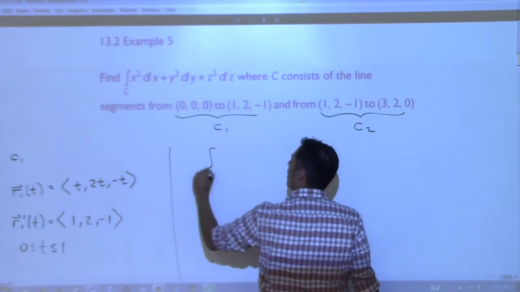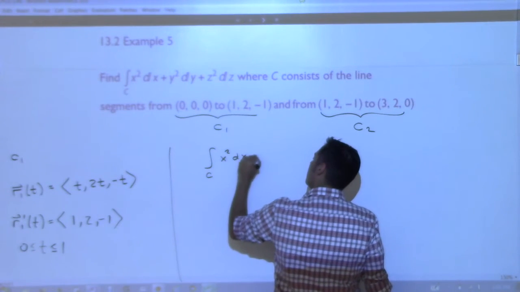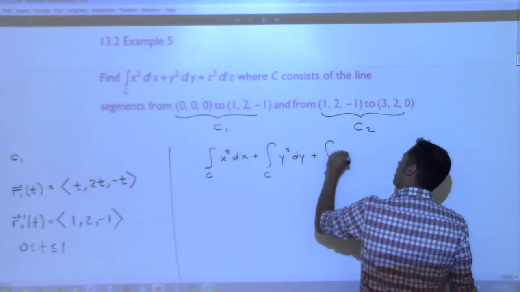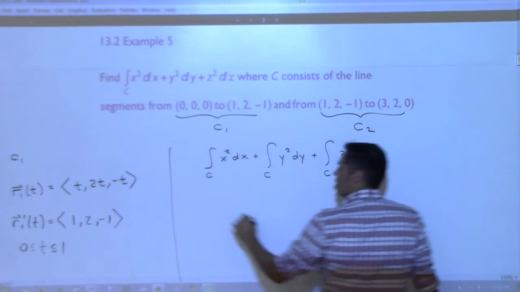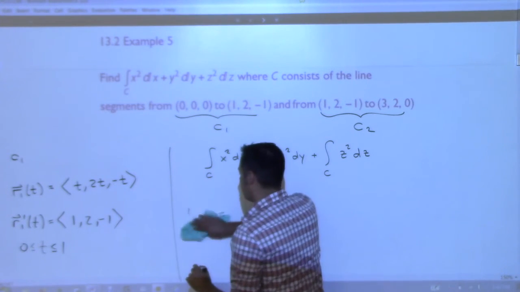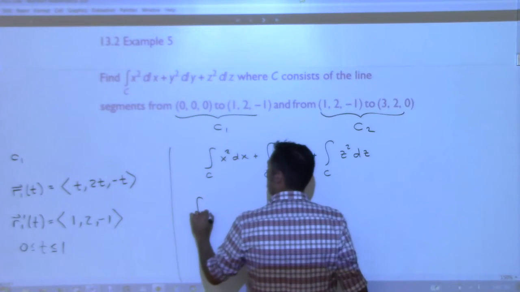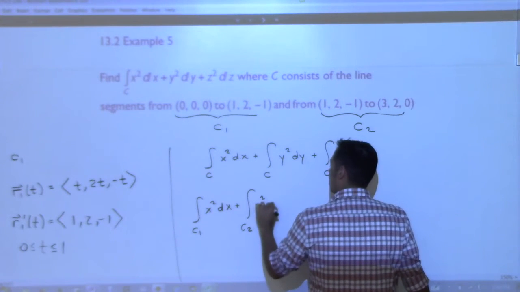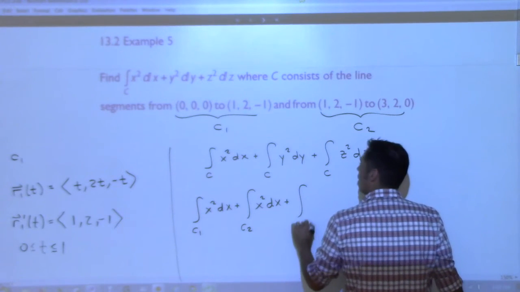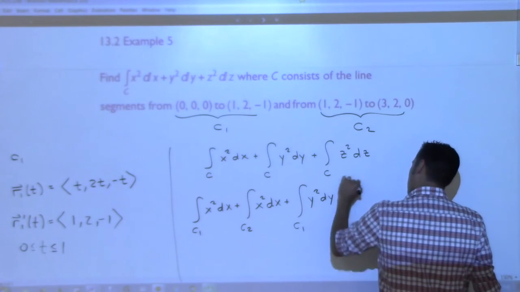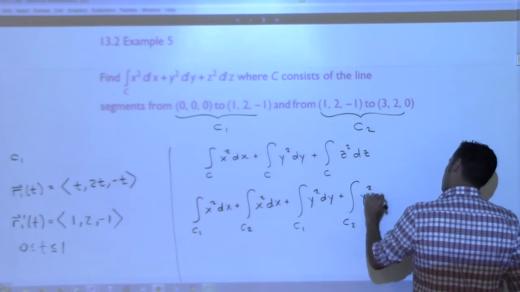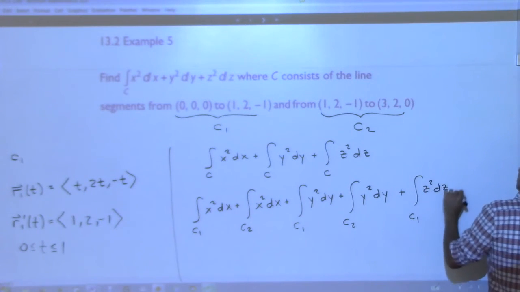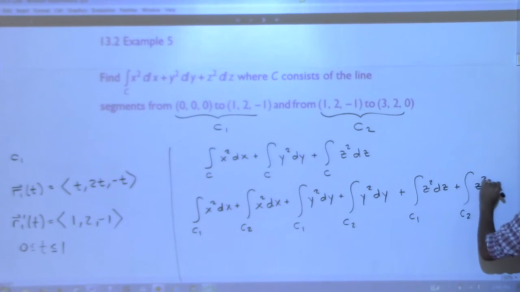That becomes line integral over C of x squared dx plus line integral over C of y squared dy plus line integral over C of z squared dz, which then in turn would become line integral over C1 of x squared dx plus line integral over C2 of x squared dx plus line integral over C1 of y squared dy plus line integral over C2 of y squared dy plus line integral over C1 of z squared dz plus line integral over C2 of z squared dz.